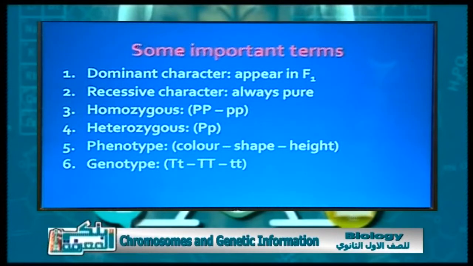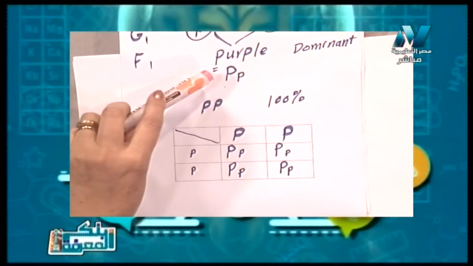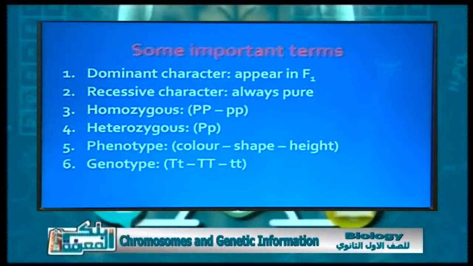So we have here some important terms that we are going to use quite often in the next lessons. The dominant character. What is the dominant character? Here is the dominant character: the purple, which appeared in the first generation, even if the gene of white color is present, but the dominant gene for purple color dominates over the white gene or doesn't show its effect. So this is the dominant character. Recessive character must always be pure because it cannot appear unless the dominant gene is not present. So there must be 2 recessive genes to show the recessive character.